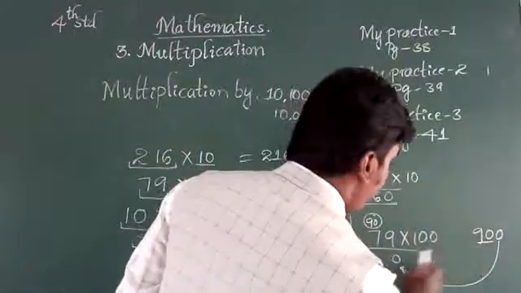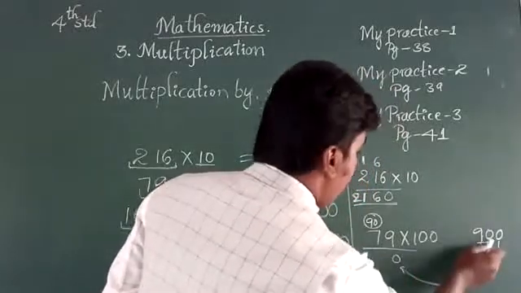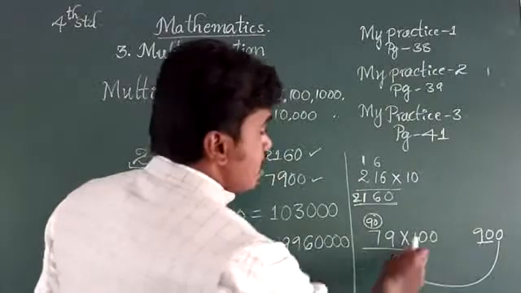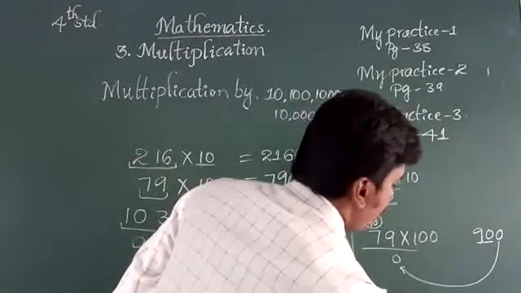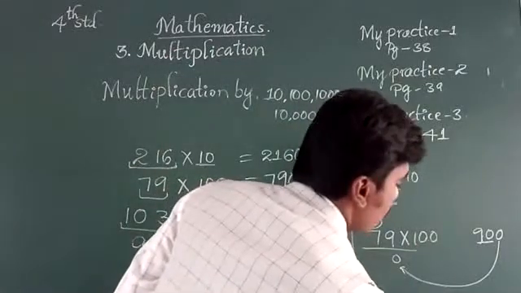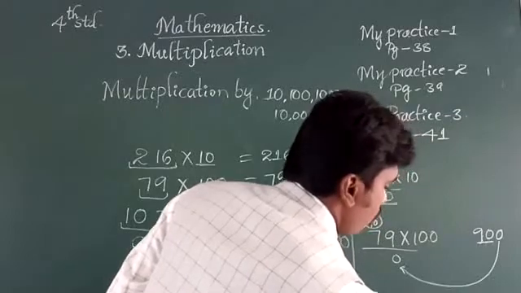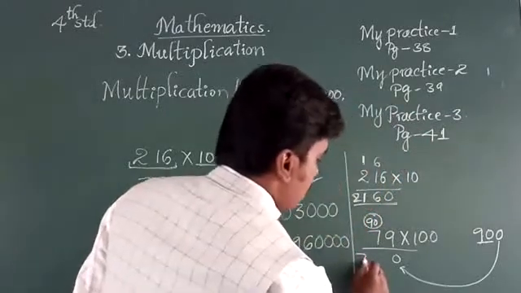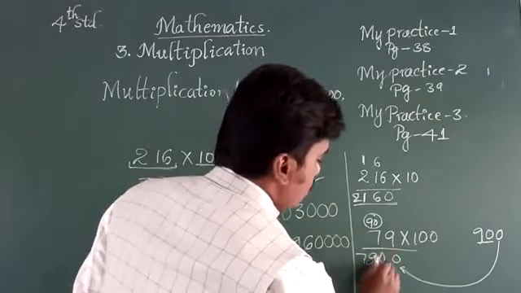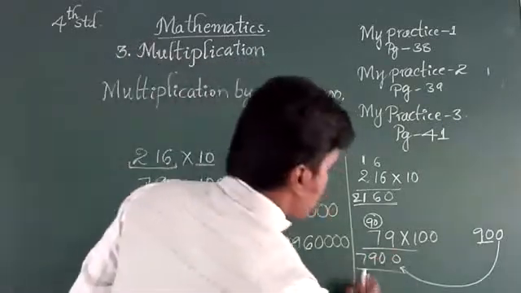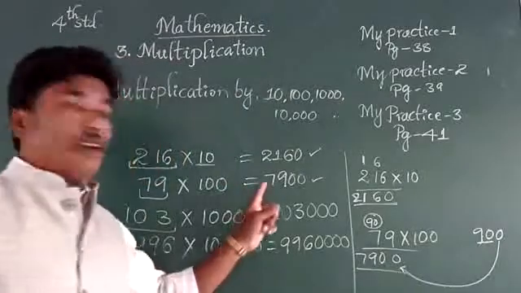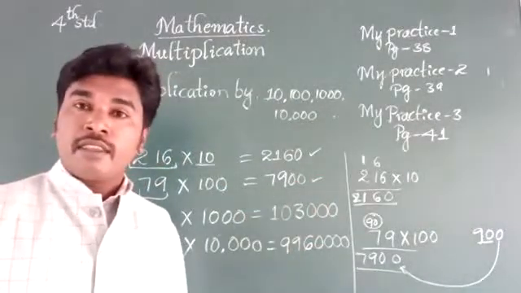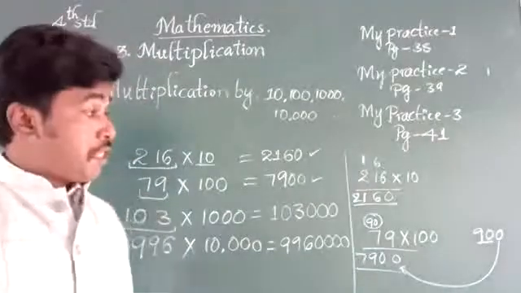So in 900 write 0 here and 90 you carry. 100 sevens, 700, 700 plus 90 becomes 790. 0 plus 9 becomes 9, so 790. What is the answer you got? 7900. Here also you got 7900. So I hope you are all understanding.